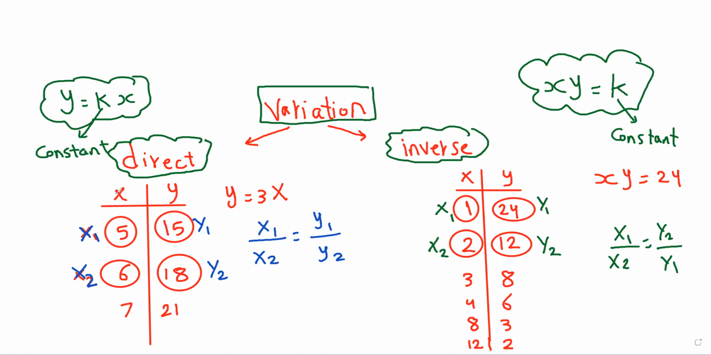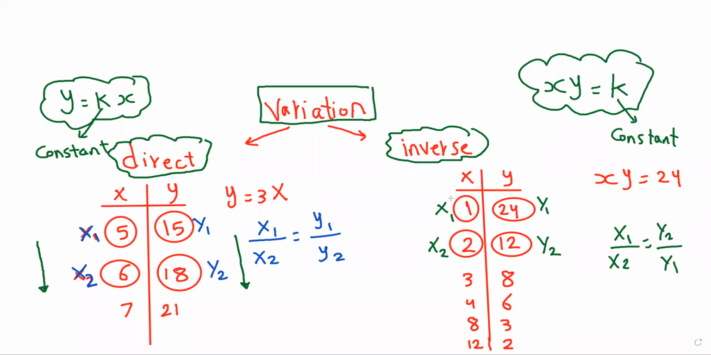Let's have a look at x. 5, 6, 7. X is increasing. As x increases, y increases. That's the direct variation.